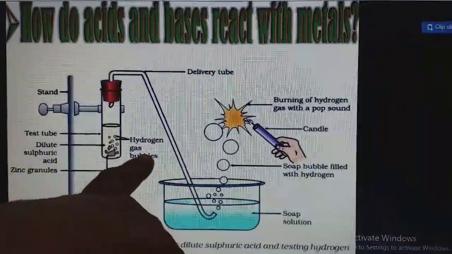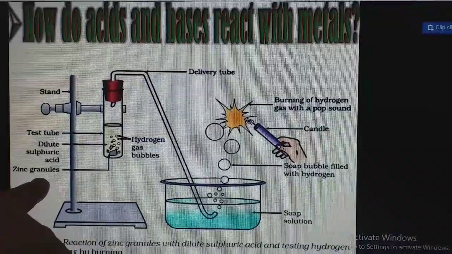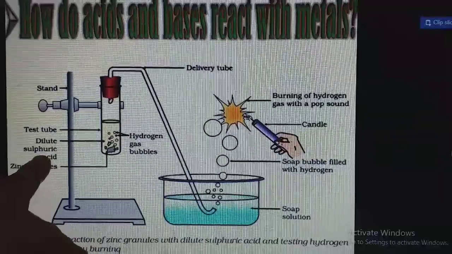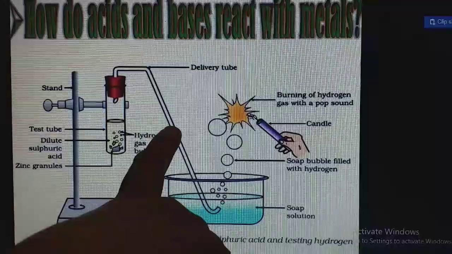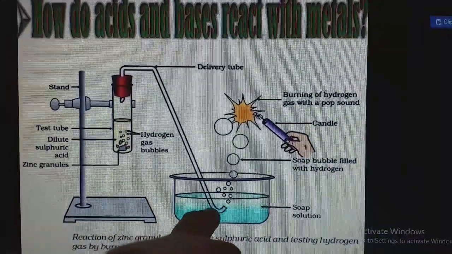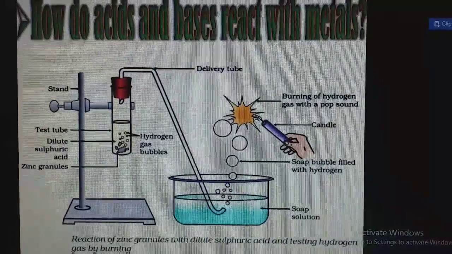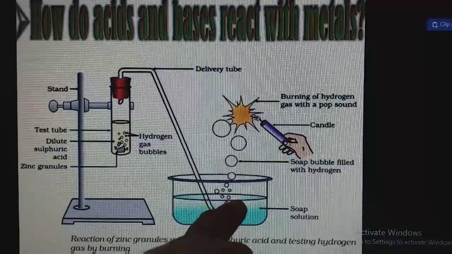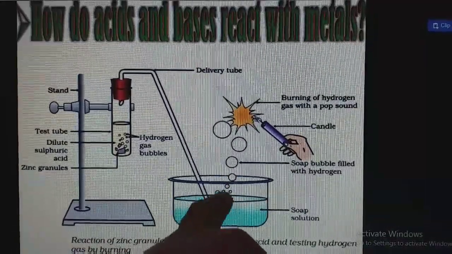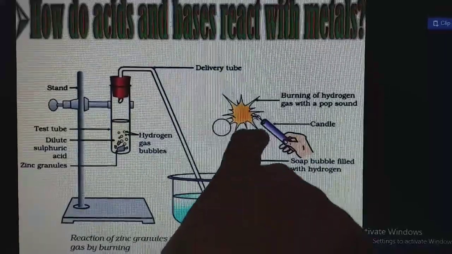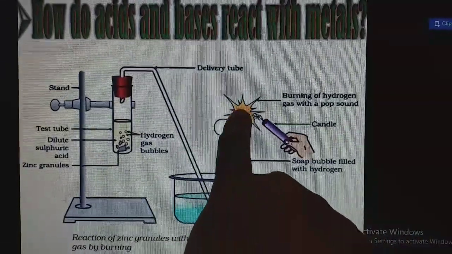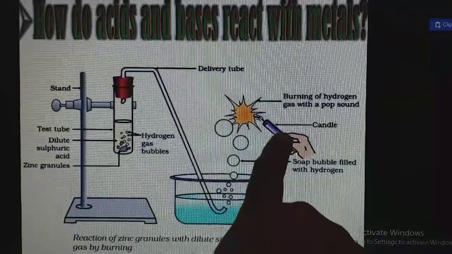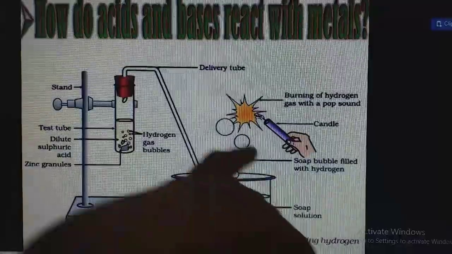In the test tube, we have to take zinc granules and dilute sulfuric acid. Now the zinc granules react with this dilute sulfuric acid and hydrogen gas will be liberated. That hydrogen gas will come into the soap solution and form bubbles. Now the soap bubbles with the hydrogen gas will rise further up, and when we introduce a burning splinter to the bubble, it bursts with a pop sound, showing the presence of hydrogen gas liberated during this reaction.